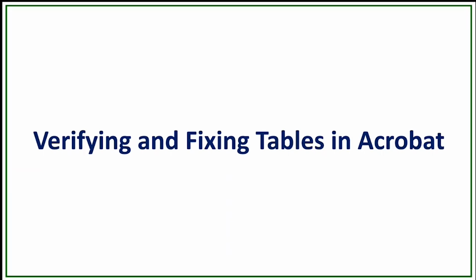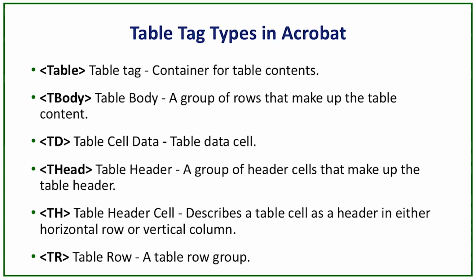Verifying and fixing tables in Acrobat. Table tag types in Acrobat. The table tag is a container for table contents. The T-body tag is a group of rows that make up the table content. The TD tag is a table data cell container.